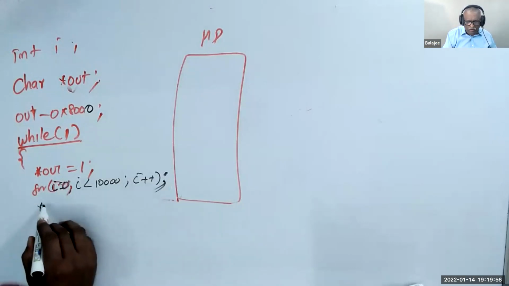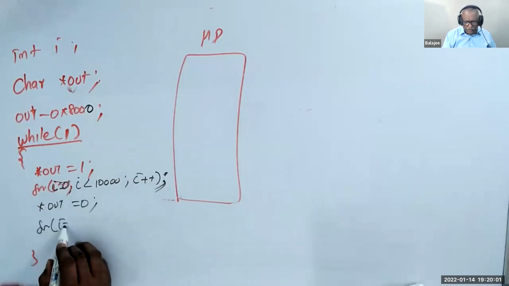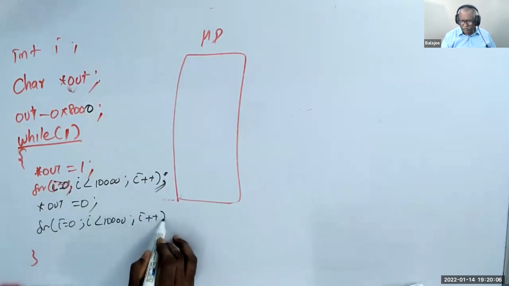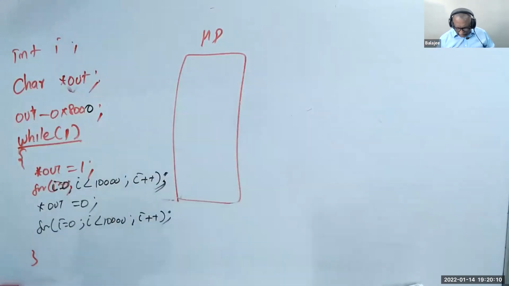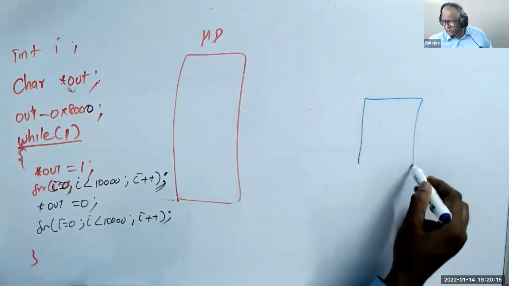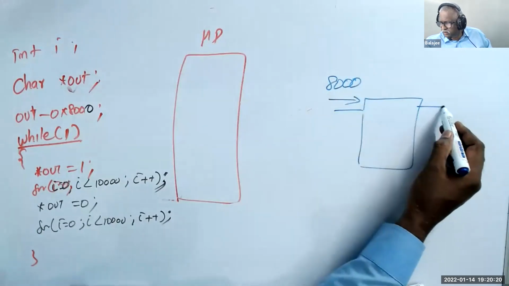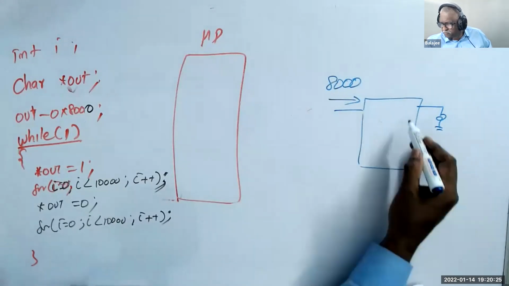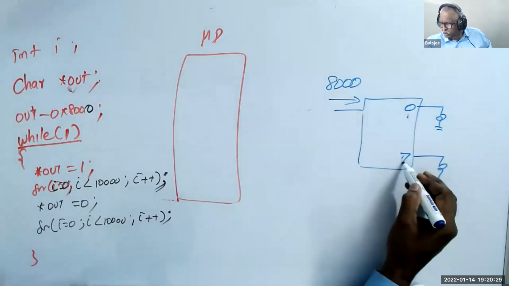I put star out is equal to 0. Then for i = 0, i < 10,000, i++. See, this is quite a simple program. This program will make the LED, which is connected on this port, on this address 8,000, on pin 1, a bulb. Suppose you connected a bulb on pin 8, pin 1 to 8 or 0 to 7, all the same, 0 to 7, Q0 to Q7.